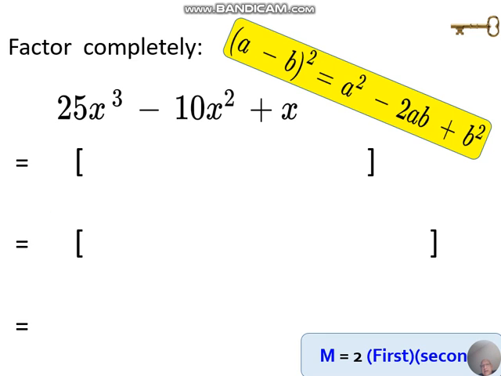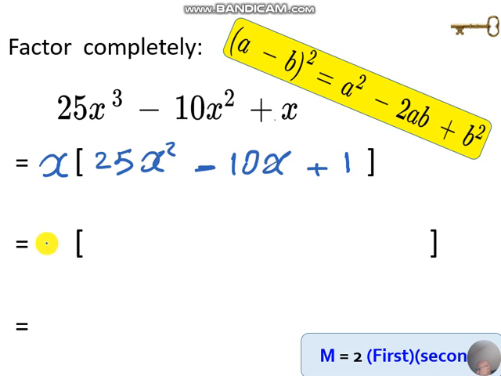25x cubed minus 10x squared plus x. What is the common factor? The common factor is x, the lowest power. Here 25x squared. If I divide 10x squared by x, I get negative 10x. If I divide x by x, I get 1. x under x. Is this a perfect square trinomial? I can write this as 5x quantity squared. I write the 1 as 1 squared.